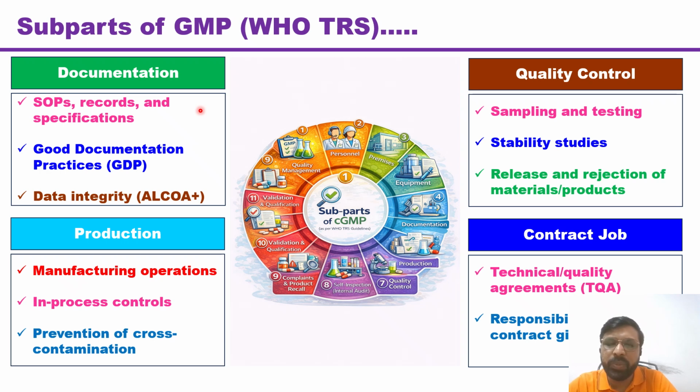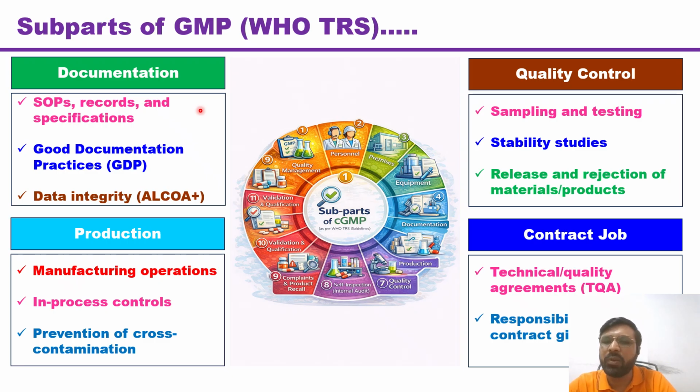The next one is in-process control. The use of in-process control is to ensure the quality when we are producing the product. If the in-process control is within the limit, then it will give the assurance that we are producing the product with the proper quality. The next one is prevention of cross-contamination. As I said, multiple departments or multiple products are running in the manufacturing, so it is very important to maintain prevention of cross contamination or mix up.